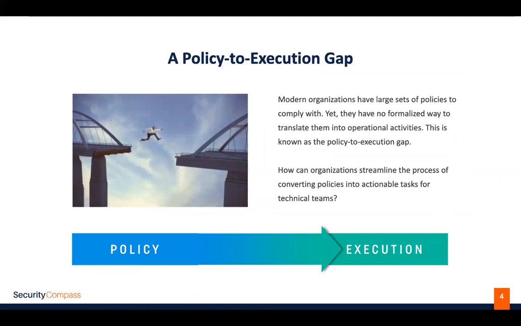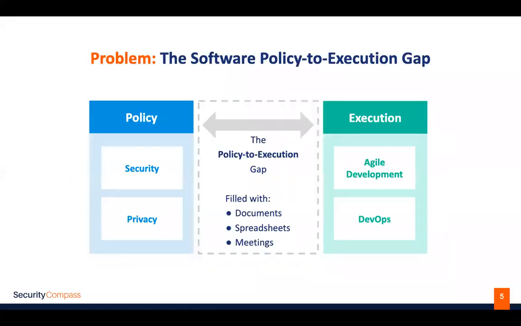And the gap that exists today is that often the policy stakeholders have defined things at a really high level. For example, you need to make sure you protect cardholder data, which isn't really specific enough for the folks on the execution side. And so the way that people are really addressing this gap in most cases today is with meetings and manual processes, documents, and spreadsheets.